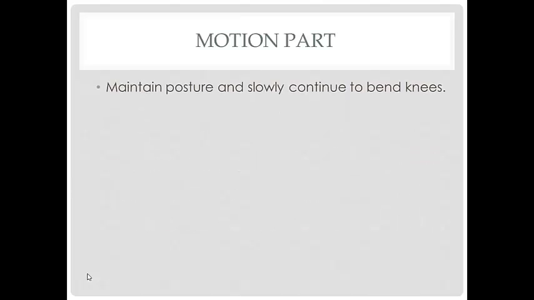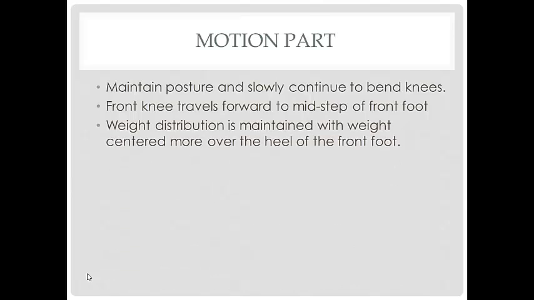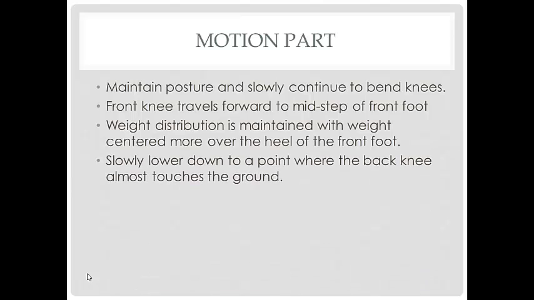In the motion sequence, it is important to maintain posture and slowly continue to bend the knees. The front knee travels forward to mid-step of the front foot. Weight distribution is maintained, with weight centered more over the heel of the front foot. Slowly lower down to a point where the back knee almost touches the ground.